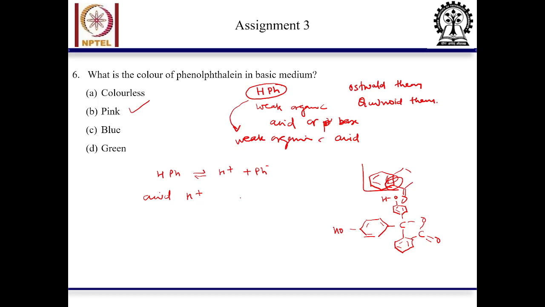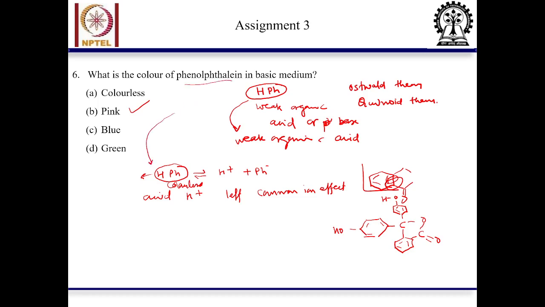The equilibrium will shift toward the left. So on acid, what will happen? Equilibrium shifts toward the left because of the common ion effect. Because we know that if we put the strong electrolyte, the dissociation of the weak electrolyte will be suppressed. So this HPh will be stable and it will be in more quantity, and this is colorless. So we can see that in acidic condition, phenolphthalein is colorless.